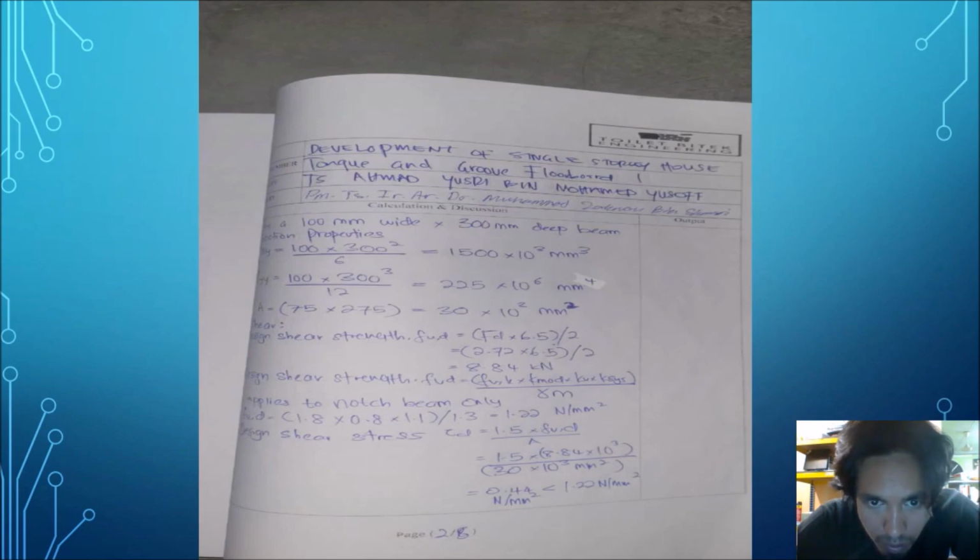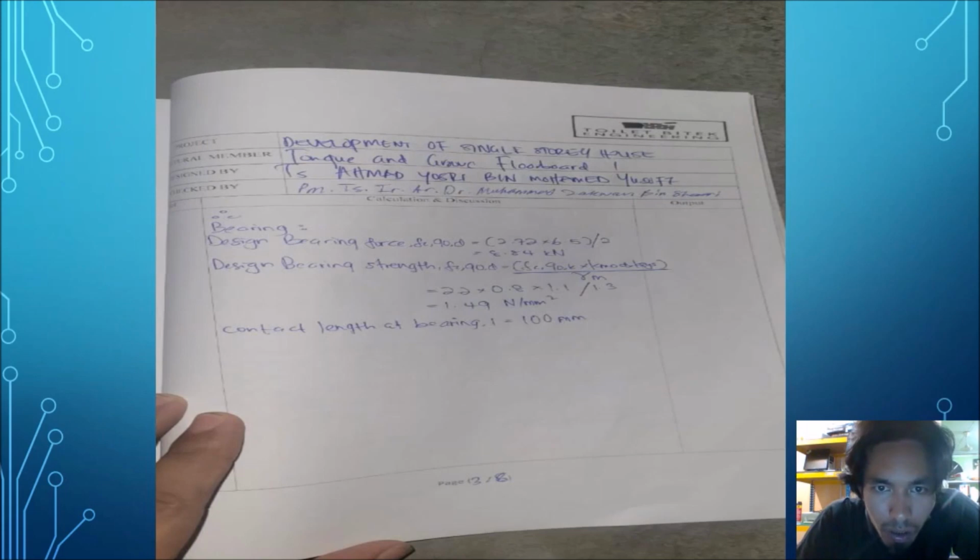Kita design shear strength fv,d, kita dapat 1.22 Newton per millimeter square, manakala untuk design shear stress 0.43 lebih kecil daripada 1.22 Newton per millimeter square. Design bearing force Fc,90,d, kita dapat 8.84 kN.